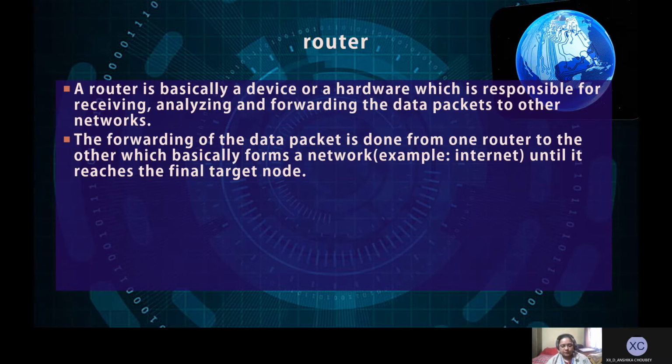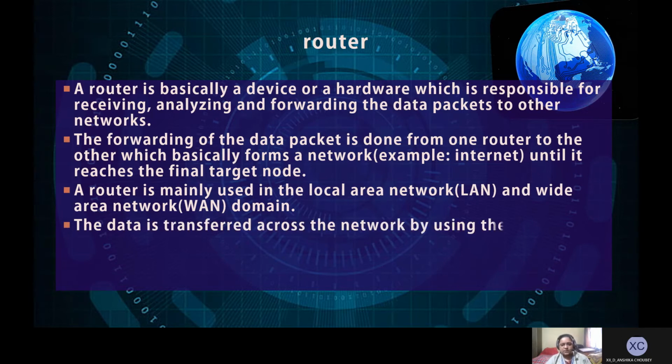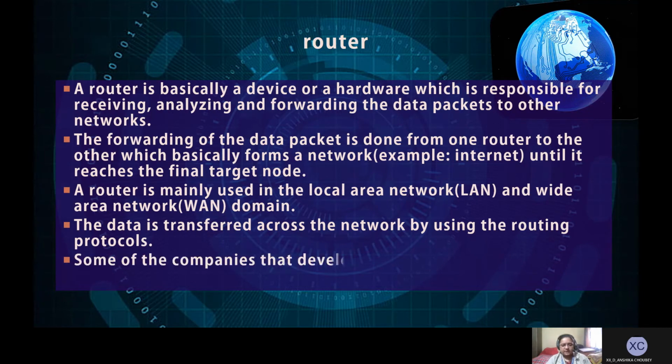In that chapter you have a topic where we will be actually understanding the routing algorithm which is followed by routers. A router is mainly used in a LAN and wide area network, that is WAN domain. Data is transferred across network by using the routing protocols. Some of the companies that develop routers are D-Link, Cisco, Nortel, etc.